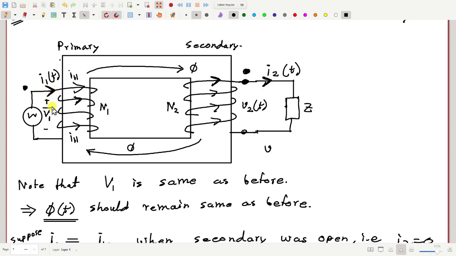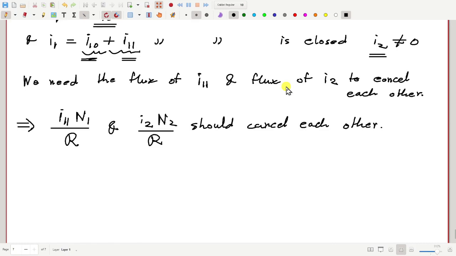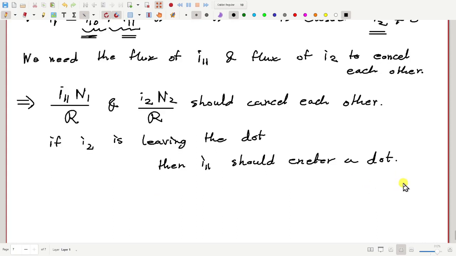Okay, so if one current is leaving the dot, the other one should be in the opposite, should enter the dot. So if I2 is leaving the dot, then I11 should enter the dot. That is one condition. And one more condition we saw is that these two fluxes should be equal and opposite.